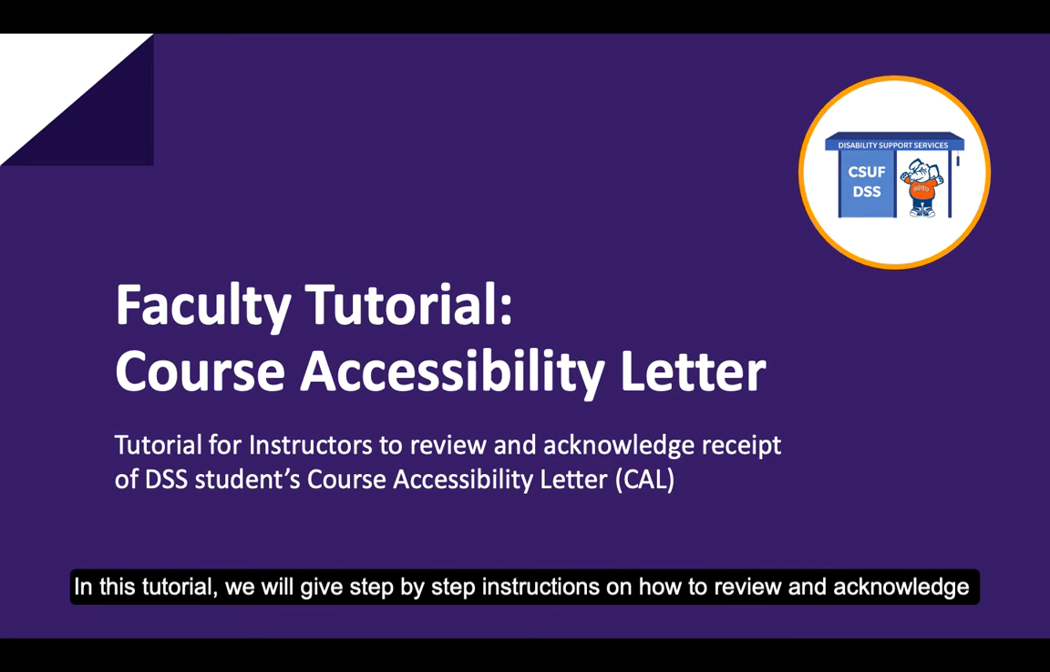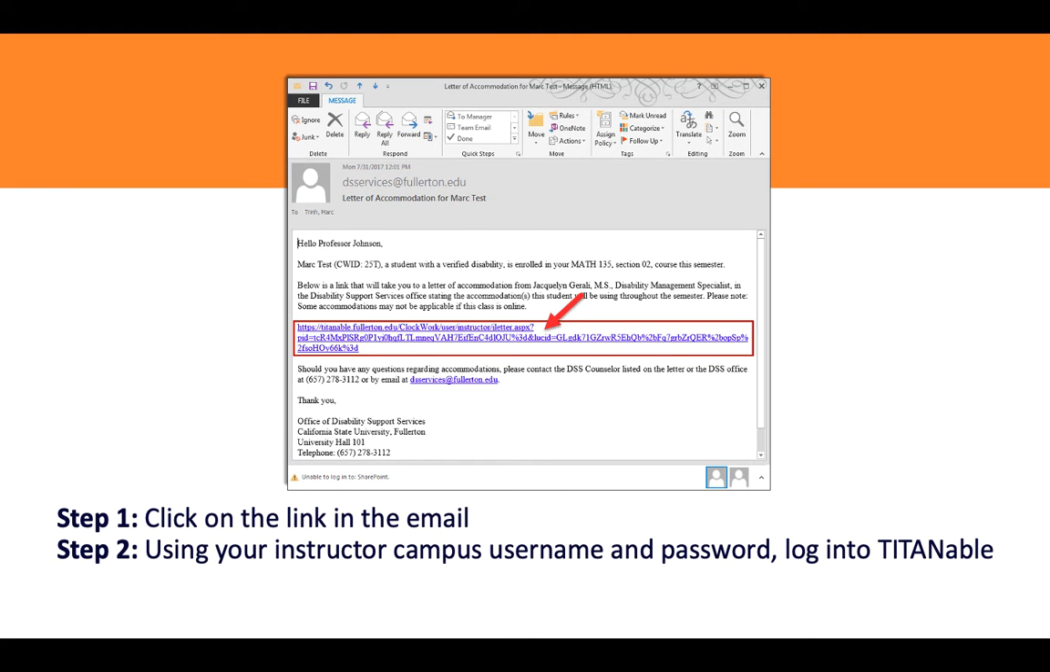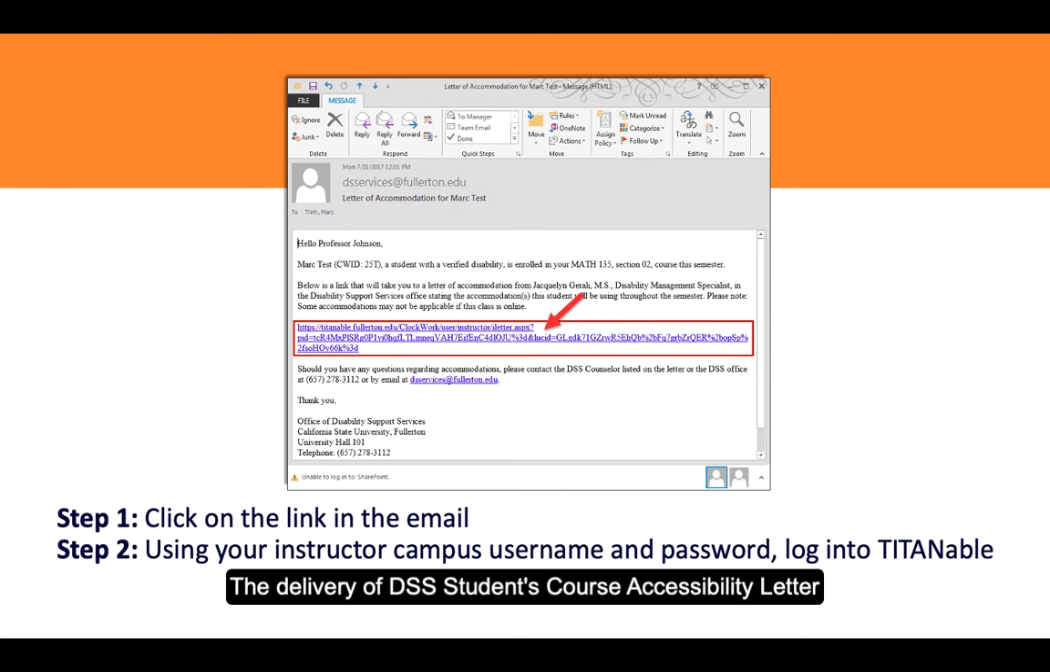In this tutorial, we will give step-by-step instructions on how to review and acknowledge receipt of DSS students' course accessibility letter. The delivery of a DSS student's course accessibility letter to an instructor will be completed through Titainable. When a student completes this process, his, her, their instructor will receive an email with a web link as shown in the screen capture. Follow these steps to review and acknowledge the receipt of a course accessibility letter.